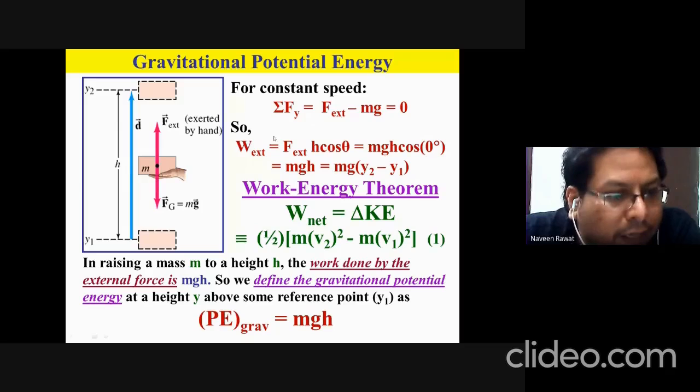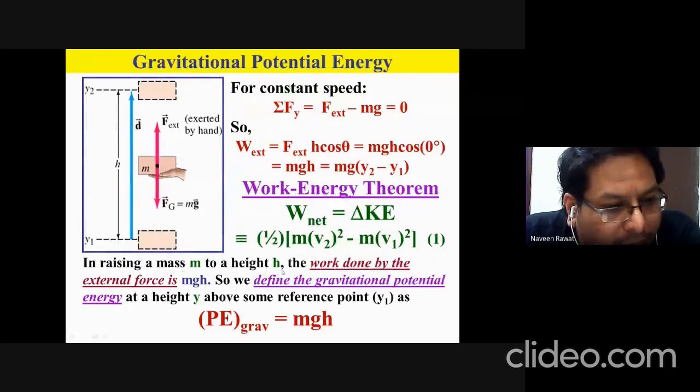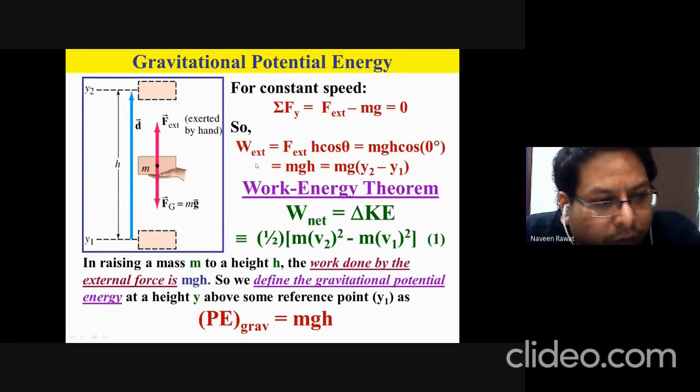And the external work done by a person raising this object of mass m to some height h is basically your external force times your displacement, which is h, times the cosine of the angle between them, and the angle is 0, so cos 0 is just 1. So you get the value of the work that you have to do to raise the object to a certain height h is basically mgh, or essentially it is just the difference y2 minus y1.